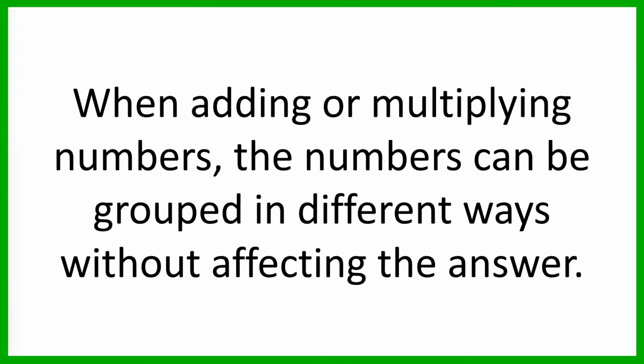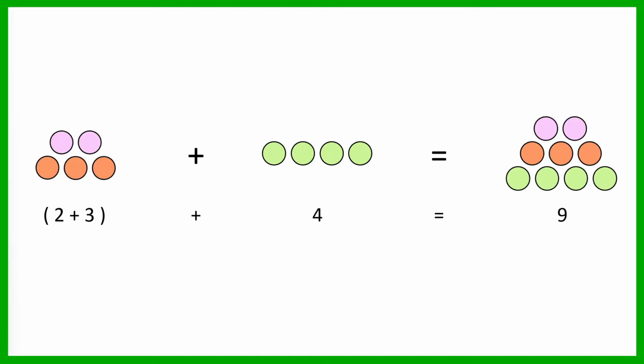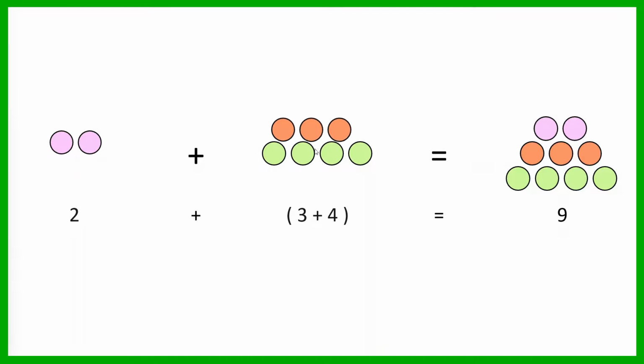Okay, next one is the associative property. The associative property says that when you're adding or multiplying numbers, the numbers can be grouped in different ways without affecting the answer. Okay, so if you look at an example over here, we've got 2 and 3 together, so 2 plus 3 in brackets, plus 4, all gives you 9. Now if we group this differently, if I take the 3 and I put it over here with the 4, then I have 2 plus, and then the 3 and the 4 grouped together, it's still going to give me the same result of 9.